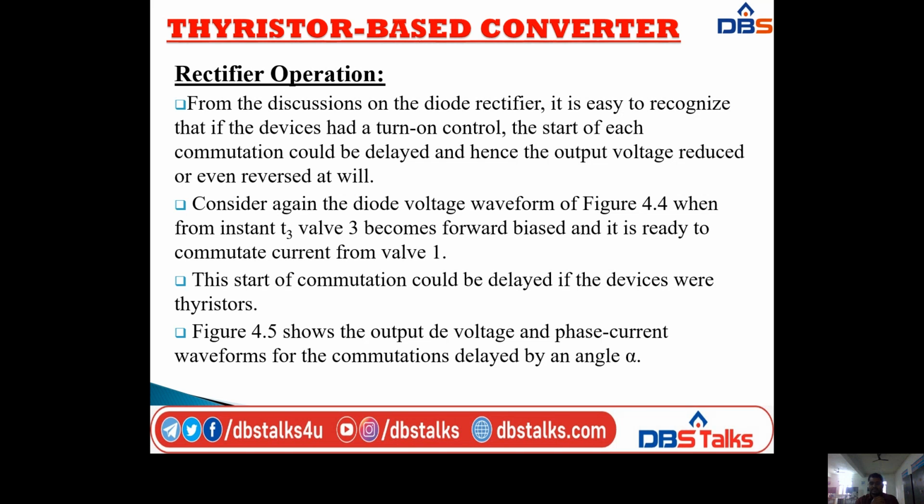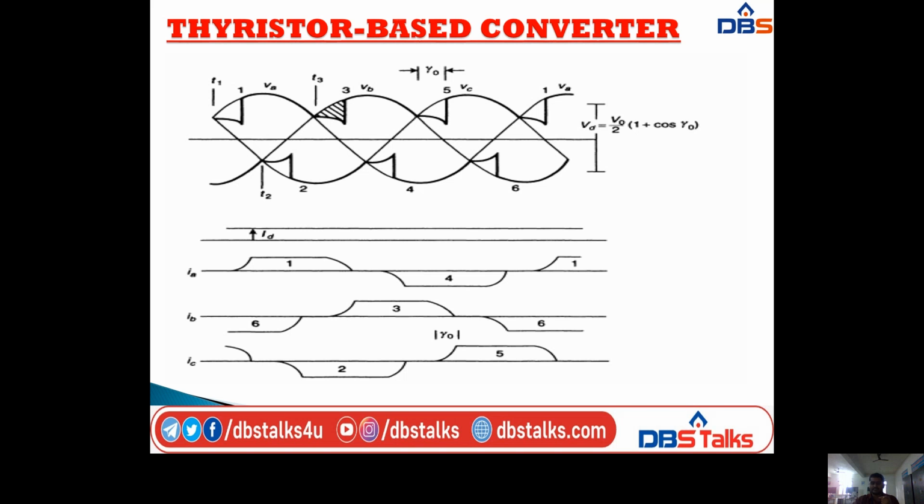Now I am going to show the diagrams. The second diagram shows the output DC voltage and phase current waveforms for commutations delayed by an angle alpha. So I will show two diagrams. One is for the previous case, the three-phase full wave diode rectifier operation, and the other is the second diagram. This is the first waveform, for the three-phase full wave diode rectifier operation.